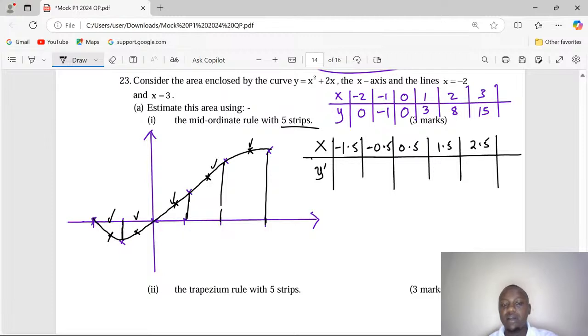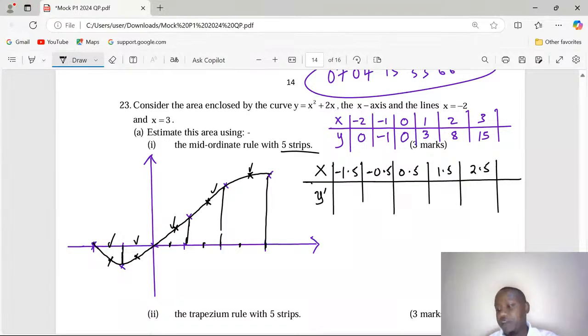So at the mid of each bar, which means at x equals -1.5, x equals -0.5, 0.5, 1.5, 2.5, the values of y at those particular points. When you substitute in the equation -1.5, we shall get the value of y as -0.75. And when we use -0.5, squared plus 2 into -0.5, we're also getting the same, -0.75. Let me confirm the first one.